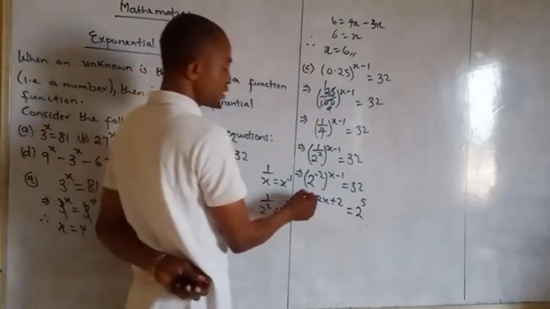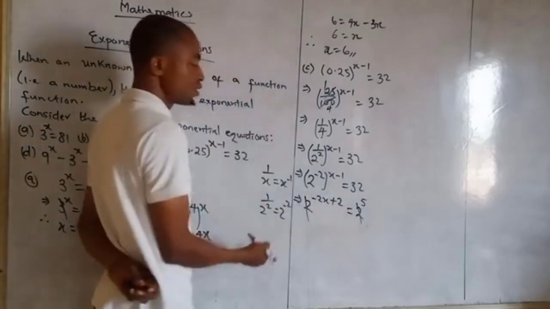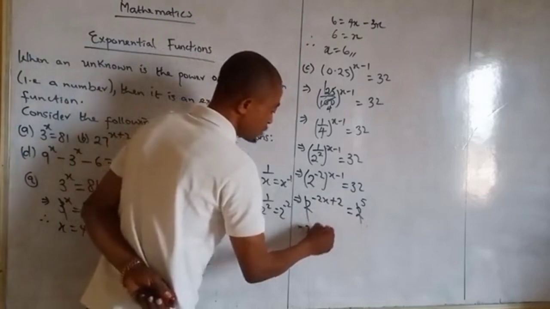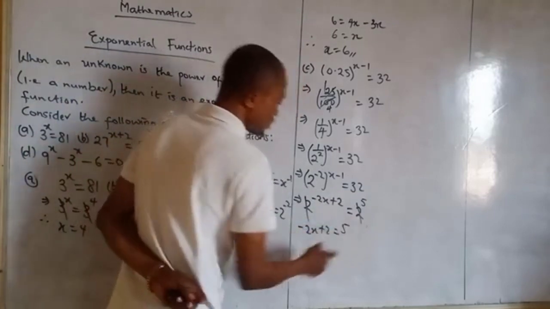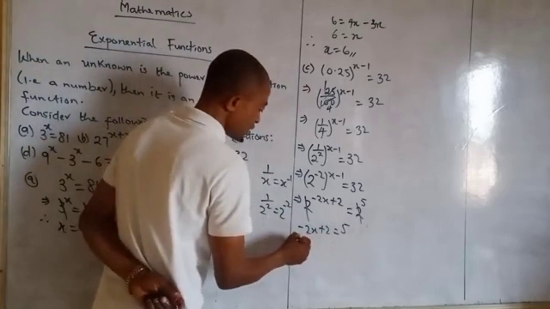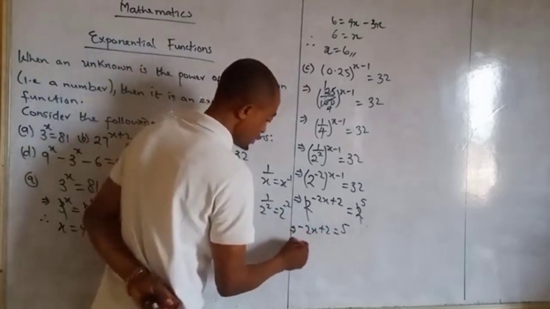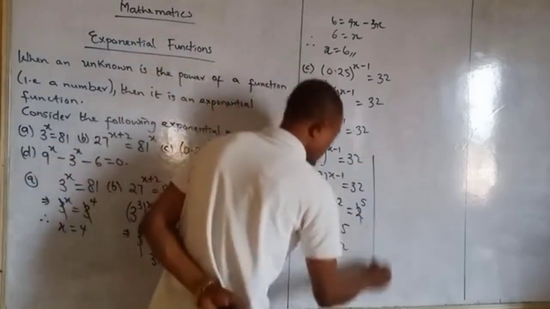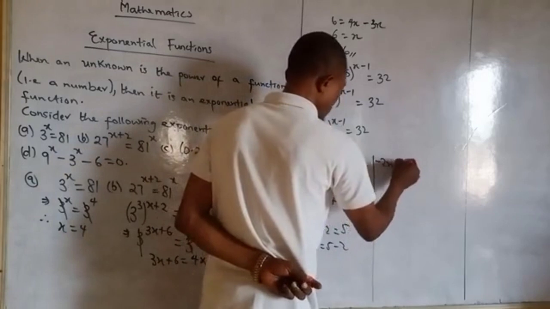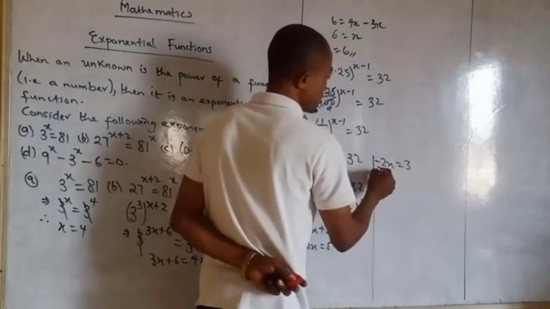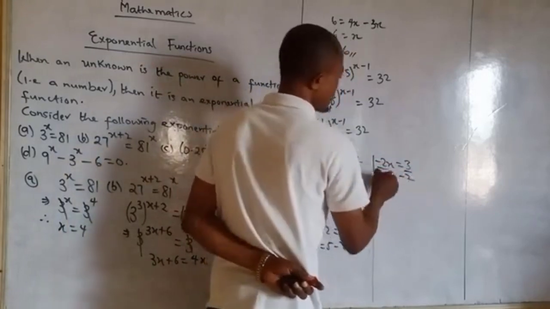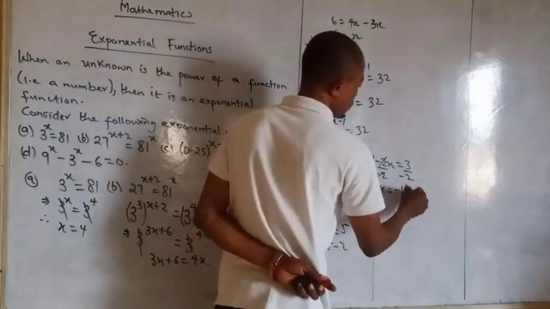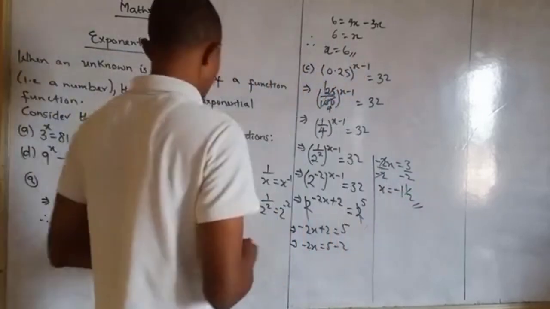And then we observe that this is the same thing as the base, so we cancel it out. We'll be left with negative 2x plus 2 equals 5. So we collect like terms, that is, we have negative 2x equals 5 minus 2, so that negative 2x equals 3. We divide both sides by negative 2 over negative 2, and we cancel this. So our x equals negative 1 and 1 over 2. So that's for the third question.